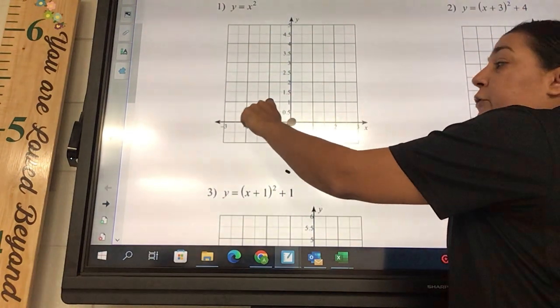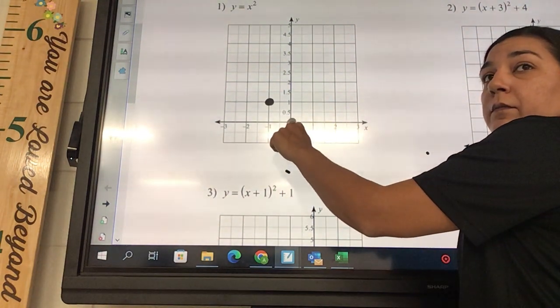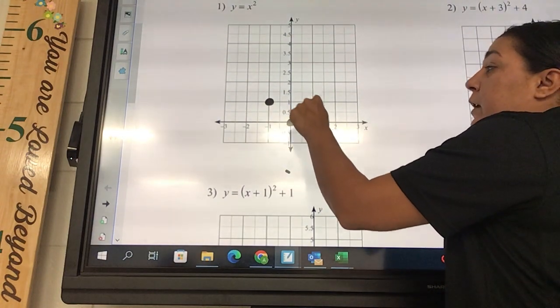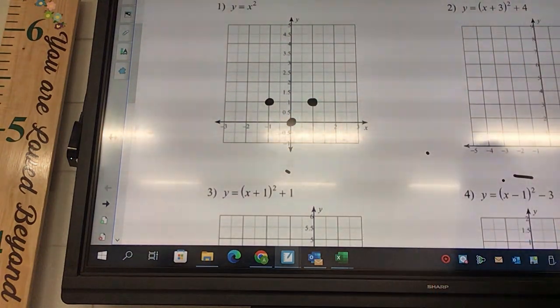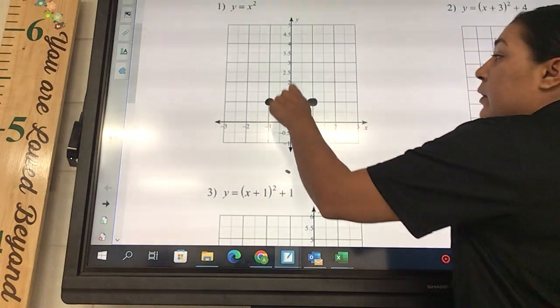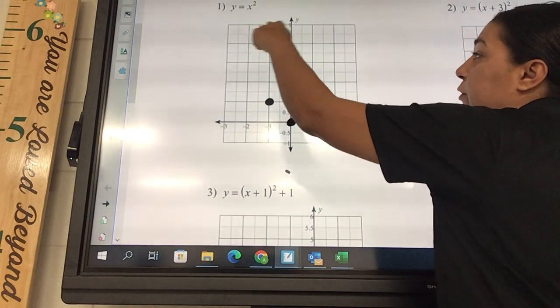We're going to go back to this. What is this called? Vertex, good. We're going to go back to the vertex and we're going to count up 4. 1, 2, 3, 4 over 2. 1, 2.